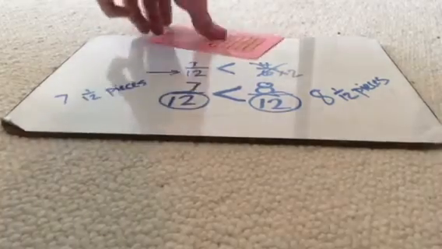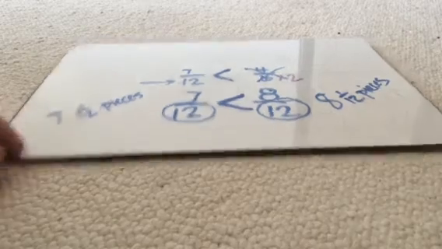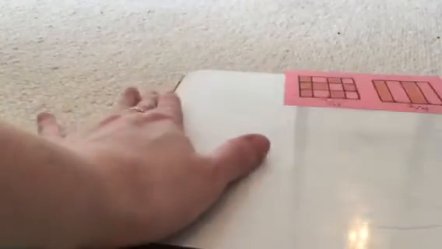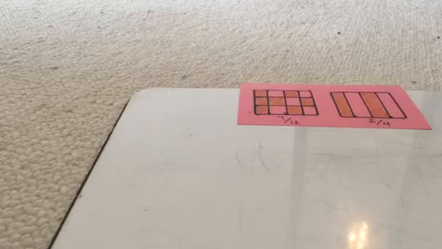Okay, numerators weren't the same, denominators were not the same, but there was a relationship between the denominators where I could split the bigger pieces and make them smaller and make common denominators. Okay, this example is a little bit harder, so stick with me.